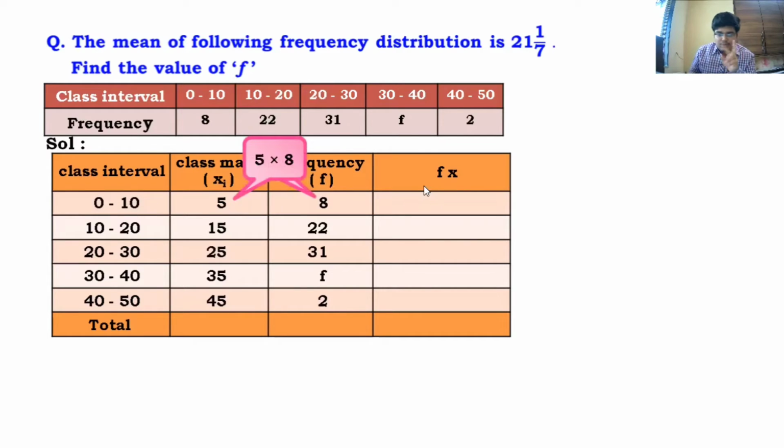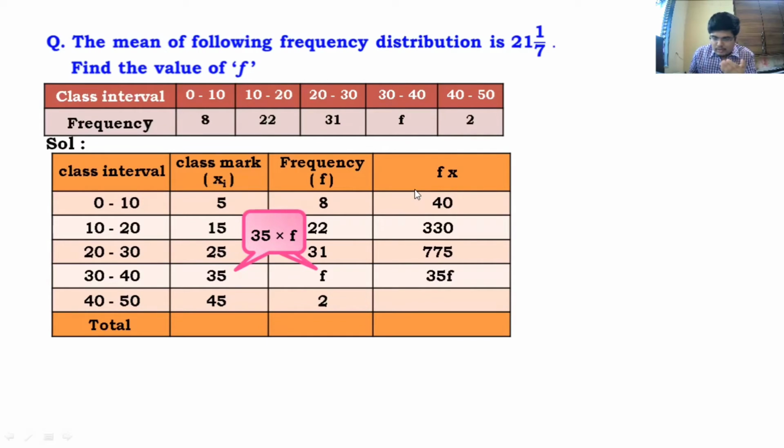Now coming to fx, you have to multiply the values. So check your answers. 40, then you should get 330, then you should get 775. The next one, you have to be careful because there's a variable f. This will be 35f, and the last one is going to be 90. And now we add all the values of f and fx. So summation f over here, adding all the values of f, you will get the answer in terms of f, right? So you have to add all the numbers. So guys, just check this. Add all these numbers, and then at the last we will write plus f. Add all the numbers and plus f.